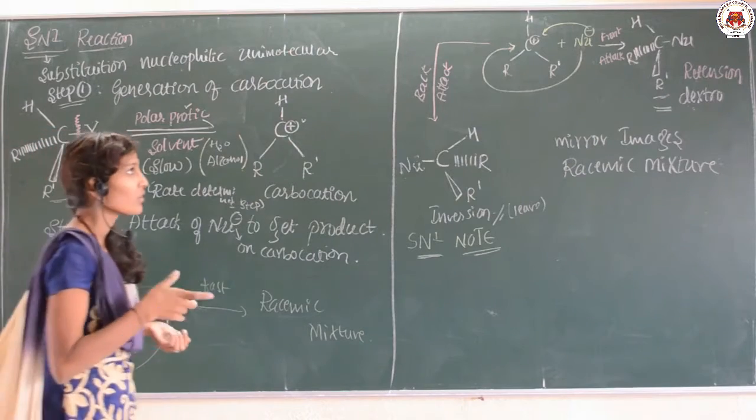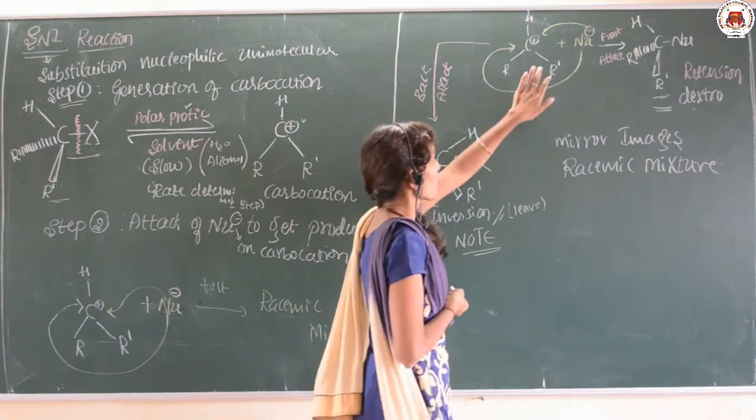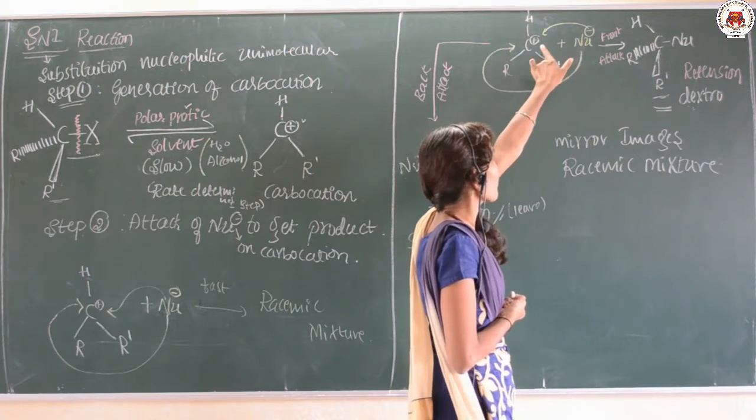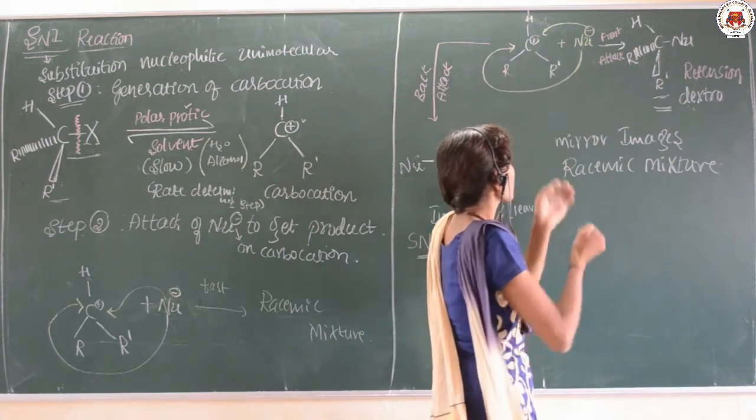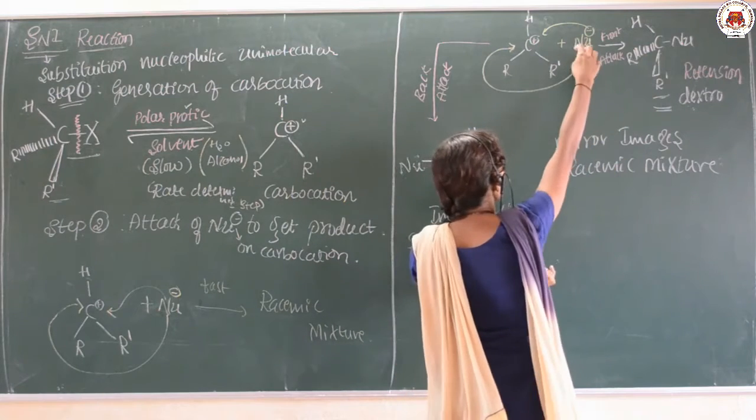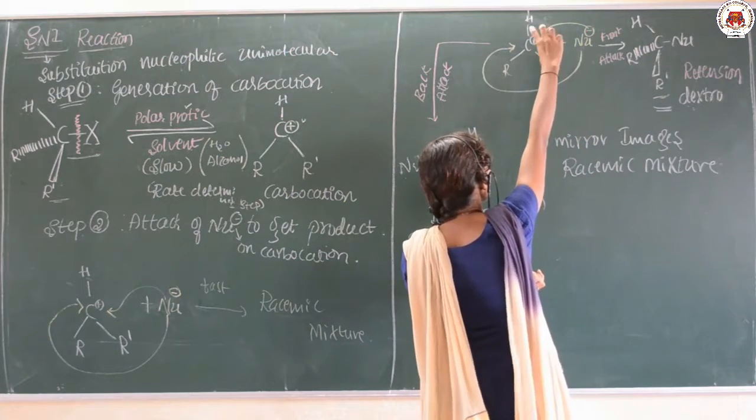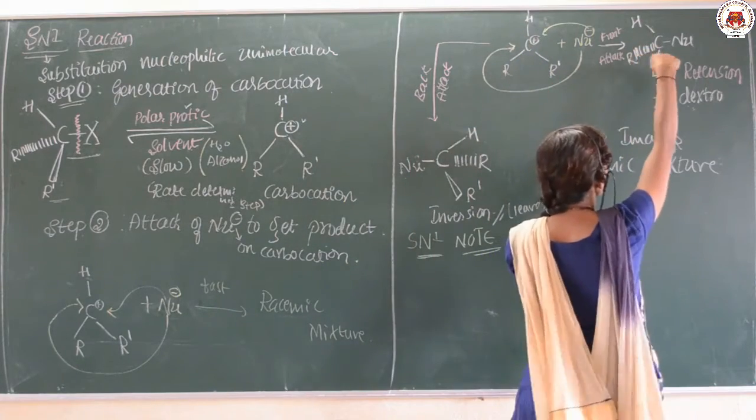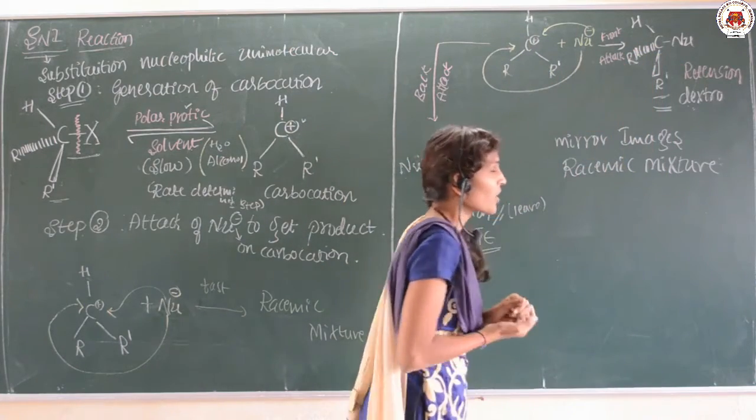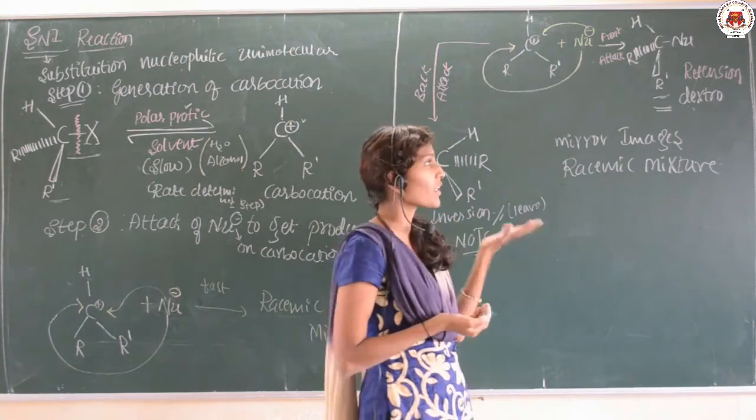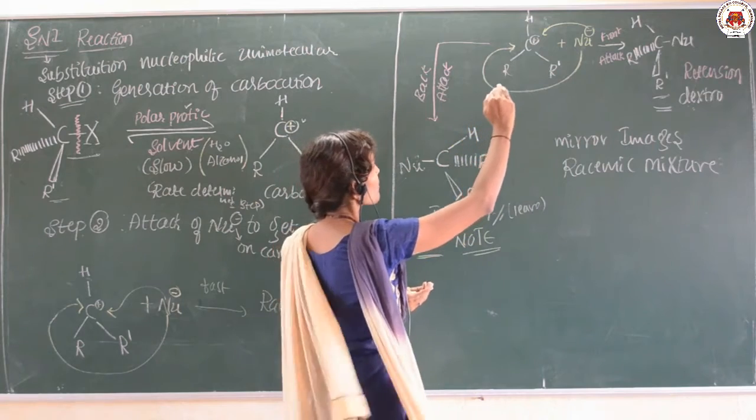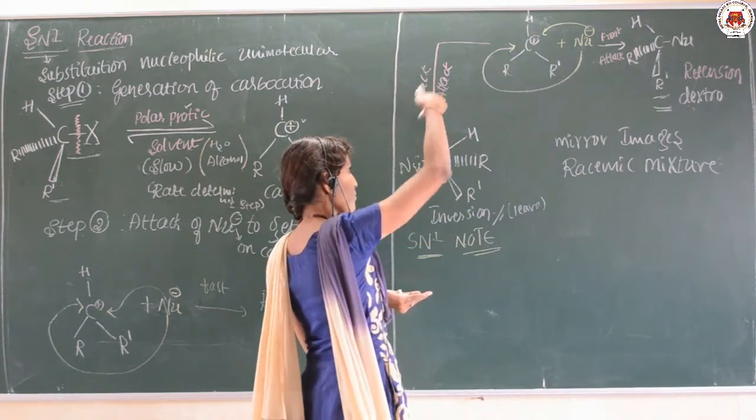See here, this is the carbocation which is generated. Now, suppose the nucleophile prefers the front attack. When it attacks from the front, the nucleophile directly attaches here, and all three groups move backside. Like this, the structure is retained. That is why it is said to be retention. Suppose the nucleophile prefers backside attack, that is back attack.